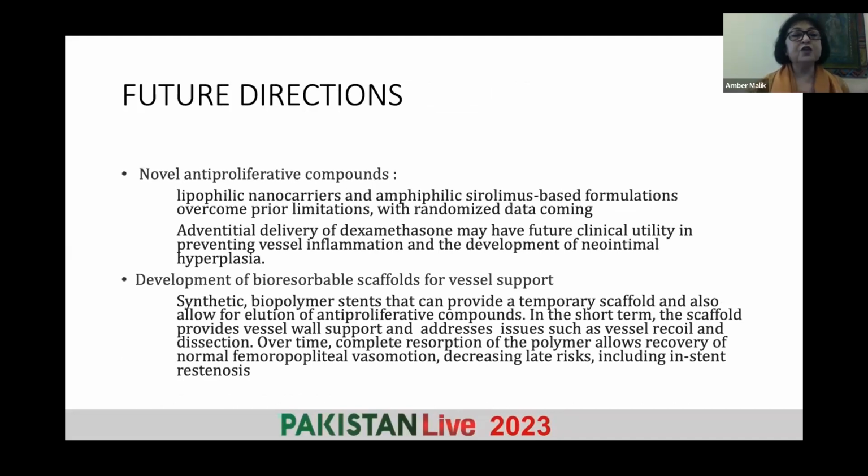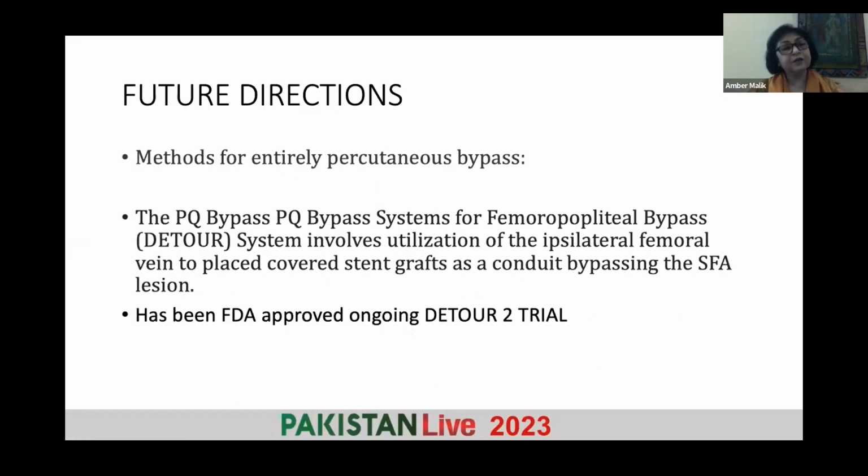What are future directions? So much is happening. Novel anti-proliferative compounds are coming up, lipophilic nanocarriers and amphiphilic sirolimus-based formulations, adventitial delivery of dexamethasone. They're thinking that steroid may have future clinical utility and stop the development of new intimal hyperplasia. Development of bioresorbable scaffolds for vessel support, just like in the coronaries. Over time, complete resorption of the polymer will allow recovery of normal femoropopliteal vasomotion, decreasing late risks, including in-stent restenosis. And then I thought this is a really interesting way of doing this: you can do a vein graft basically percutaneously, which involves the use of the ipsilateral femoral vein to place covered stent grafts as a conduit bypassing the SFA lesion.